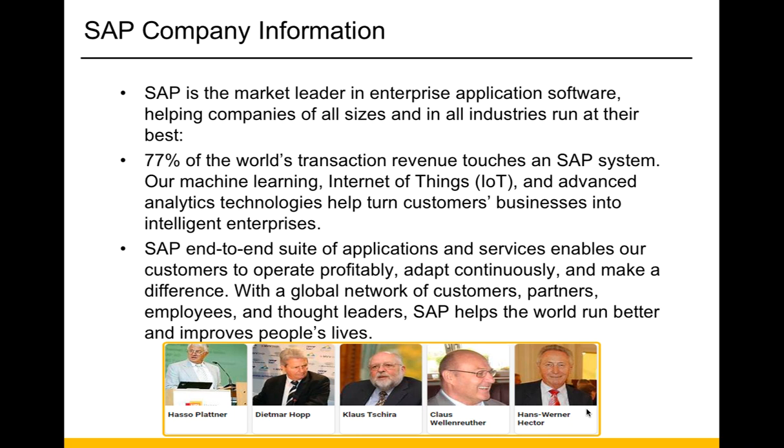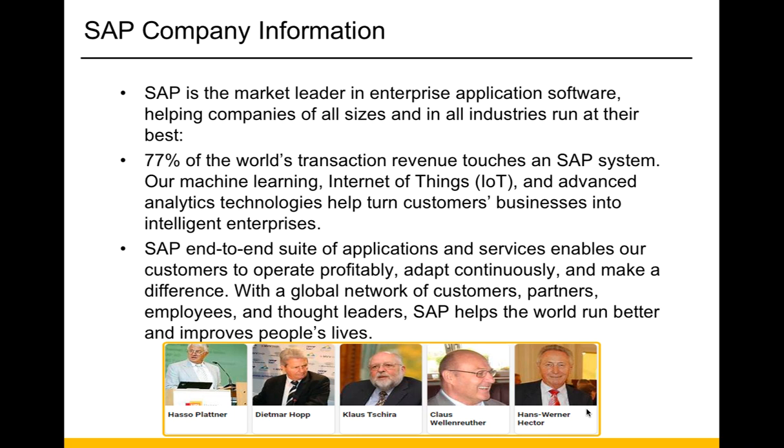So 77% of the world transaction revenue touches an SAP system. What is meant by 77% of world transaction revenue? Transaction is an SAP term, a financial term. When you exchange goods or services, that is called a transaction, business transaction. When you go somewhere and buy something, that is a transaction, personal transaction. You purchase something, right? Transaction means one thing is going out, one thing is coming in. You're getting something by paying something. You're paying money and you're getting some stuff, right?